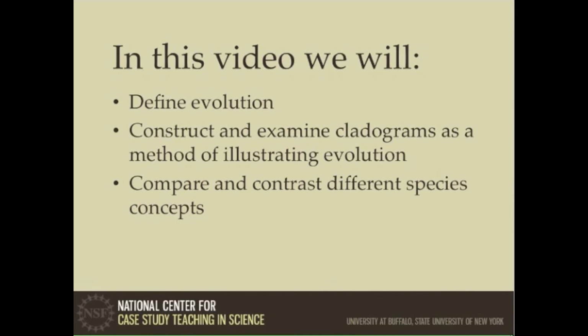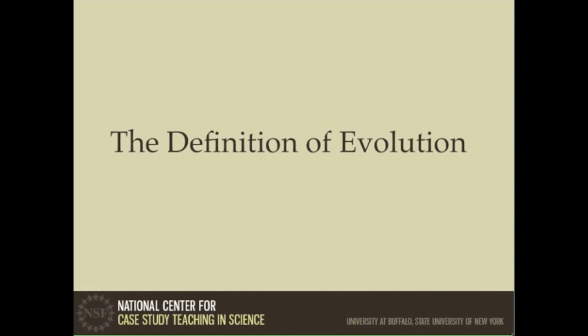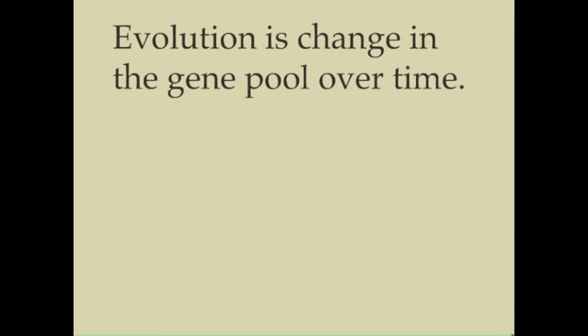To begin, let's think about what evolution actually means. Simply put, evolution is change in the gene pool over time. It's important to remember that evolution does not happen to individual organisms, but rather happens to populations.